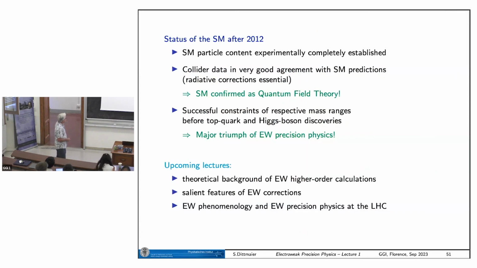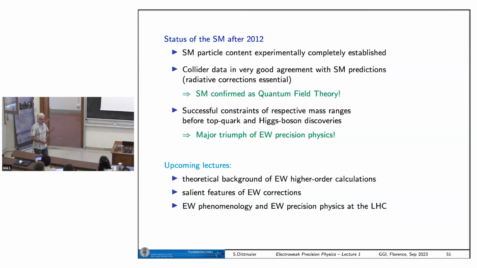And as part of this confrontation between theory and experiment, looking back at the time, it was really a major triumph of electroweak precision physics to be able to constrain the masses of the not yet discovered particles, the top quark and Higgs boson, before their discovery in such a way that experimentally really one was able to exploit this and to refine the search in this direction.